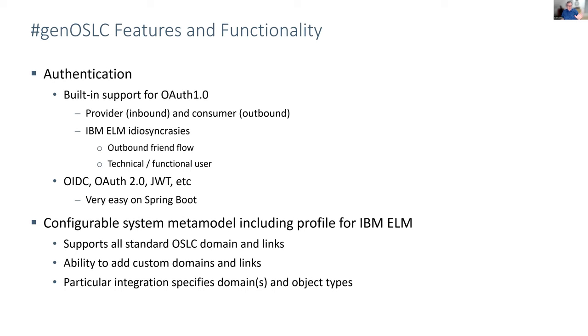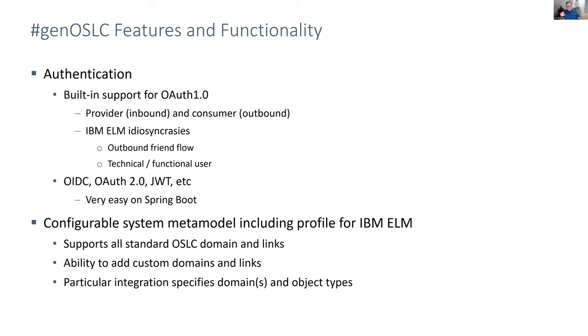genOSLC has a configurable system meta-model, including a profile for IBM ELM. So it supports all the standard OSLC domains and links, and the ability to add custom domains and links. And you don't even have to use the profile that's there. You probably want to, but you can create your own system meta-model or use the standard OSLC meta-model. And then a particular integration says, okay, this is the meta-model they understand.